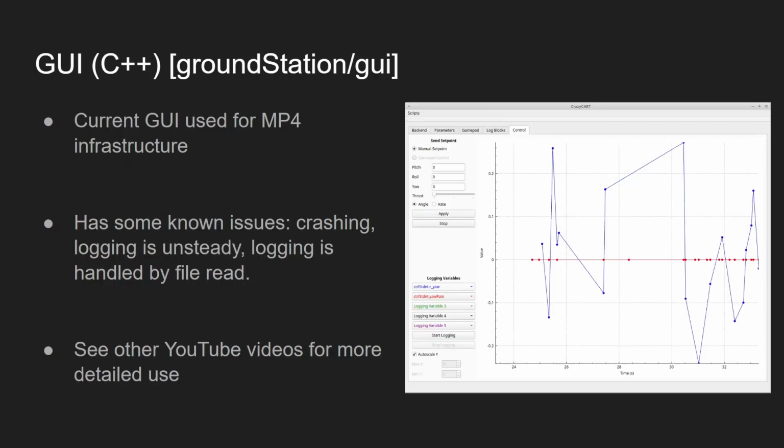So the GUI is in the GroundStation GUI folder. It's written in C++. I have a picture here of the current one used for the MP4 infrastructure. It has some known issues, like crashing. Sometimes the logging can be unsteady.